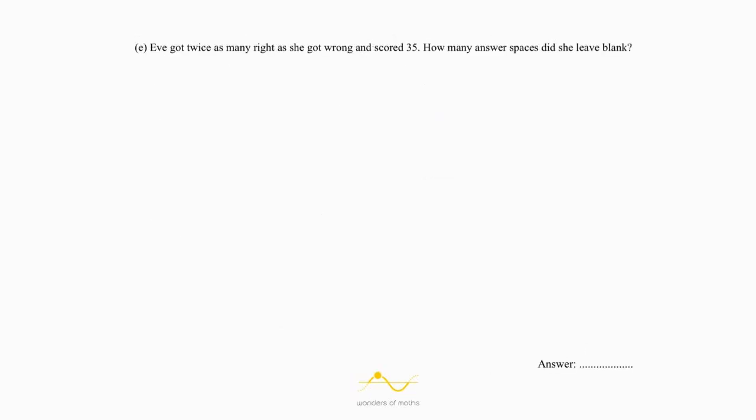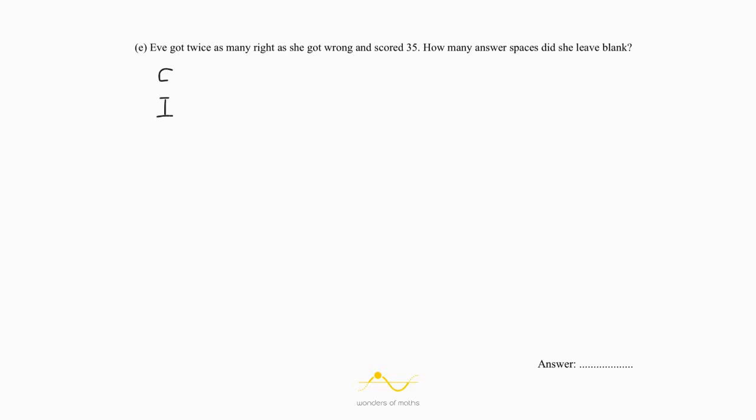Let's move on to the last part. Eve got twice as many right as she got wrong and scored 35. How many answer spaces did she leave blank? For this question, we have to make our notes very detailed and very clearly labelled, which is going to make answering this question a lot easier. Let's use the block method, which you may have learnt in class.